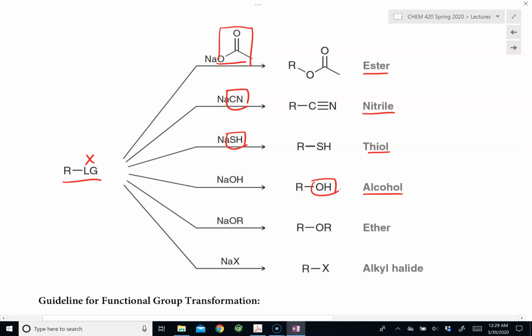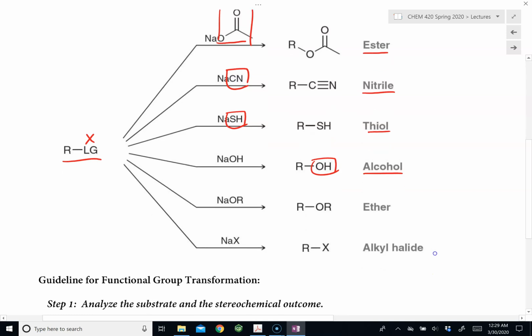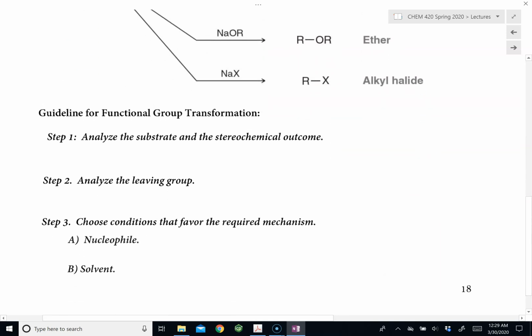But in order for us to get the right products, we have to follow certain guidelines to make sure that we have the optimum reactions in order to favor the product that we want. And the guidelines are as follows. First, analyze the substrate, and then the stereochemical outcome of what we want. So, look at the structure of the substrate and the product, and ask yourself this question: does the reaction need to be stereospecific?